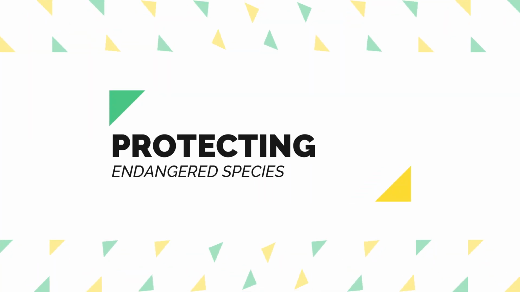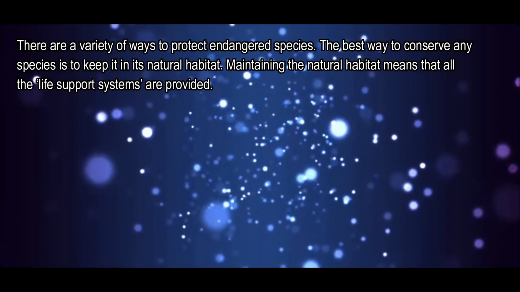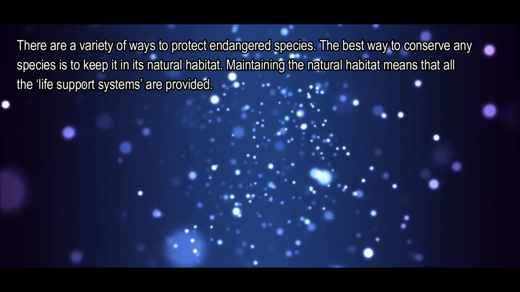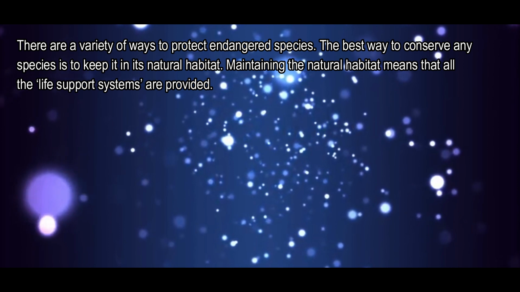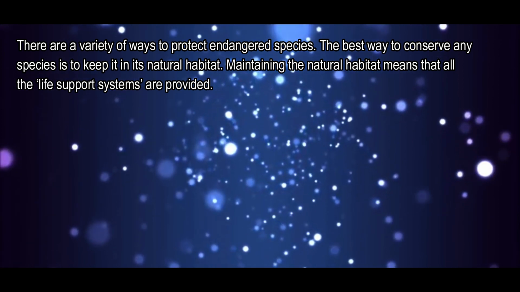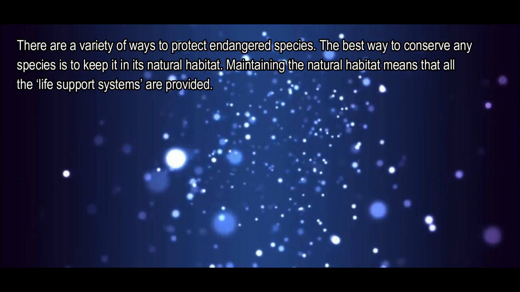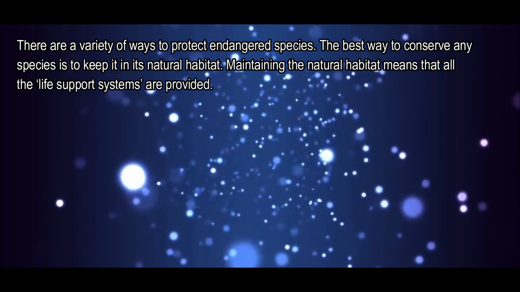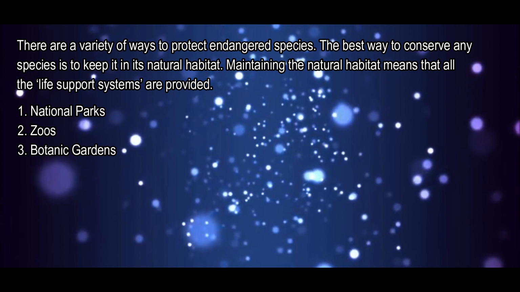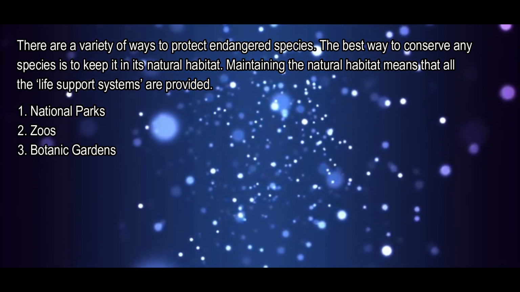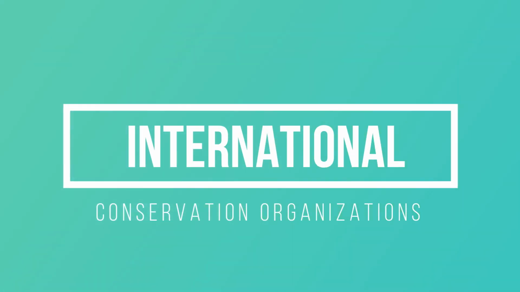Protecting endangered species. There are a variety of ways to protect endangered species. The best way to conserve any species is to keep it in its natural habitat. Maintaining the natural habitat means that all the life support systems are provided, so there are national parks, zoos, and botanic gardens.